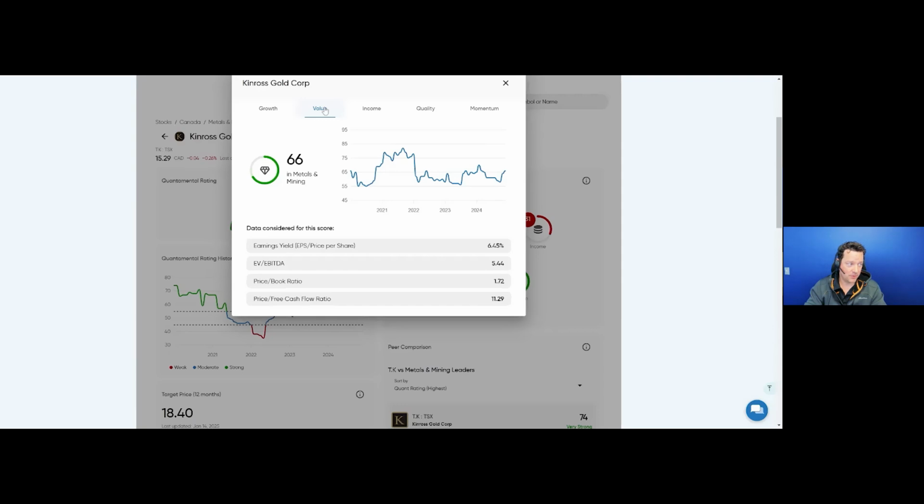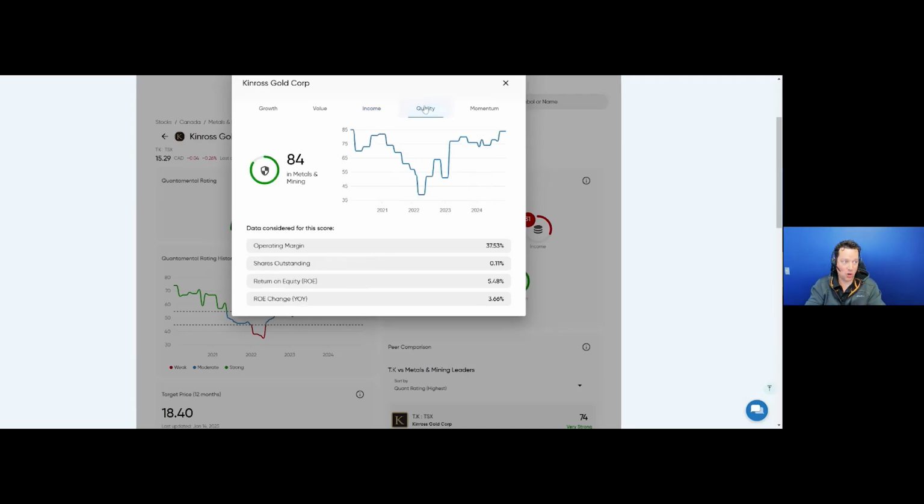Value, right? How does it look for value? So earnings yield, 6.64%, right? We have price to book 1.72, price to free cash flow 11. So it's kind of a mixed bag. It's been consistent though. Income, this is where it's a bit weak. It's got a lower yield of 1.23%, right? No real growth rate here, and a payout ratio of 20%. So that's been declining in terms of its sector. So not a stock I would pick for income, right?